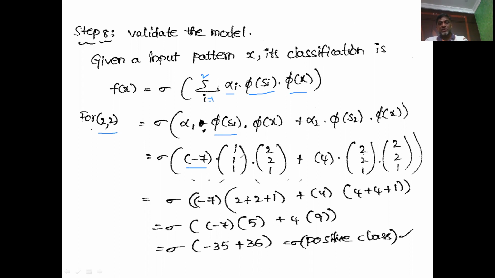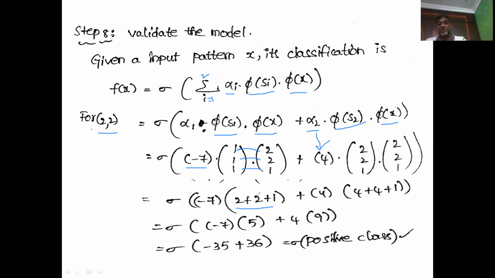Augmented support vector 1 is 1 1 1 and the augmented input vector is 2 2 1. Plus 4 into, because we got this value as 4, alpha 2 is 4. And augmented support vector 2 is 2 comma 2 comma 1, and phi of x is 2 comma 2 comma 1, the input pattern. Now if you multiply this, it is going to be a vector dot product here.